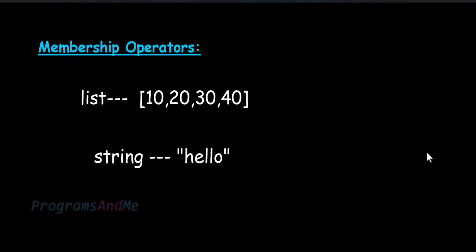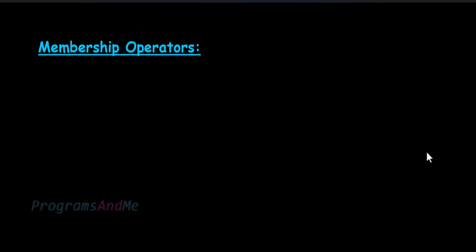And these membership operators are used to determine whether a value is present in that sequence or group of elements or not. And it is a binary operator and it returns result as true or false. And we have two membership operators in Python, that is in and not in. So first let's talk about in operator.